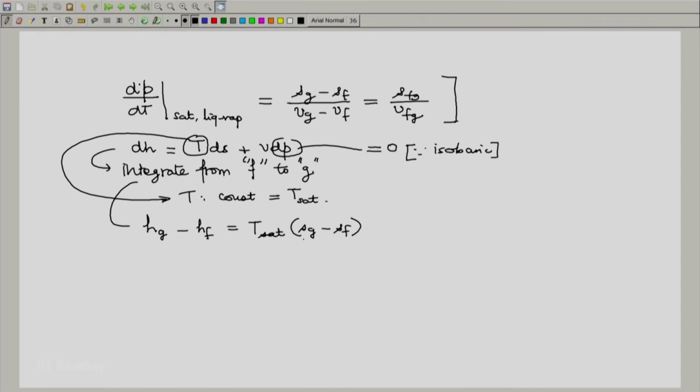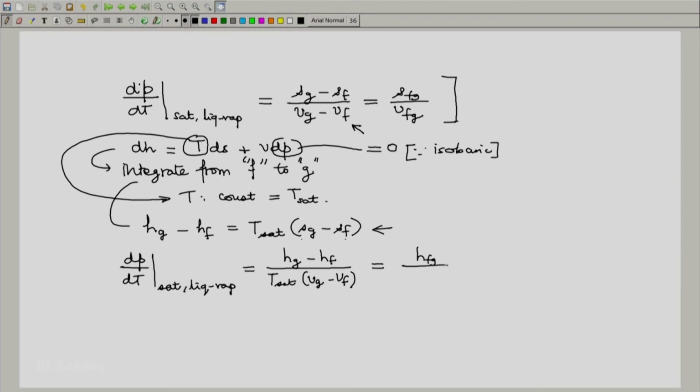Now, use the resulting expression for Sg minus Sf from this relation, substitute back here, and you will get dP by dT along the saturation liquid vapor line equals Hg minus Hf divided by Tsat times Vg minus Vf, which can also be written down as Hfg divided by Tsat Vfg. Now, this is true for the liquid vapor saturation line.